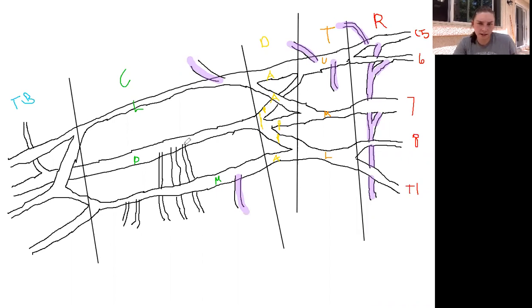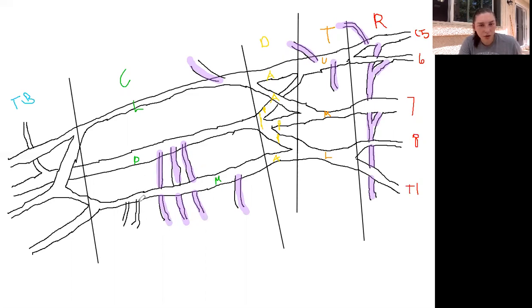Next, we have the posterior cord. There are 3 in succession right here. The most superior one is the upper subscapular nerve. It supplies the subscapularis by itself. In the middle, we have the thoracodorsal nerve, and that supplies just the latissimus dorsi. And then the most inferior one off of the posterior cord is the lower subscapular nerve, and that supplies the teres major as well as the subscapularis.